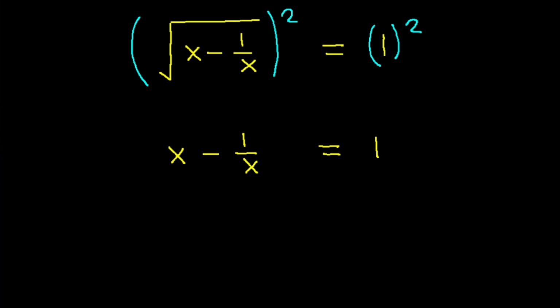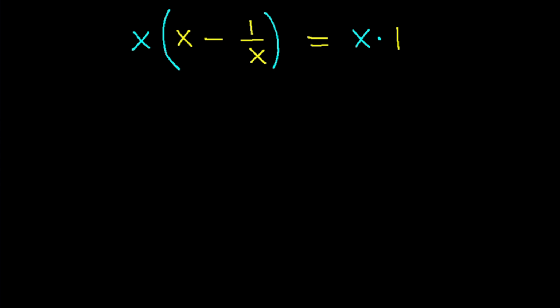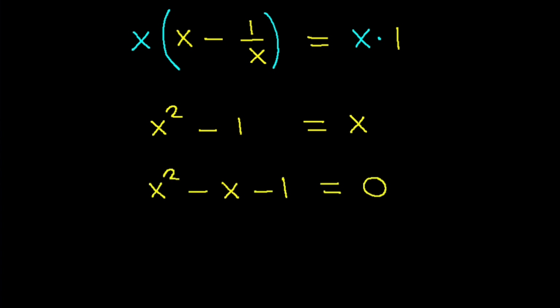Now, let's clear the denominator by multiplying the entire equation by x. This gives us x squared minus 1 equals x. Moving x to the left side, we get our final quadratic equation. x squared minus x minus 1 equals 0.